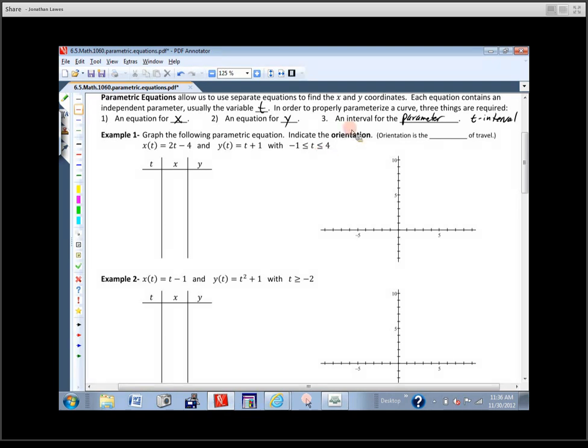I'm going to have Caitlin here. She's going to be the parameter t. All right. We're going to have Kahala. She's going to be the x. And let's go back there with Skylar. Skylar's going to be y. Okay. So Caitlin's t, Kahala's x, and Skylar's going to be y.